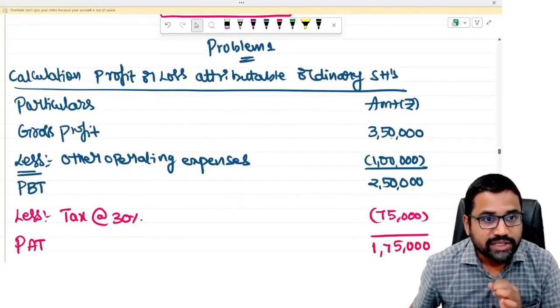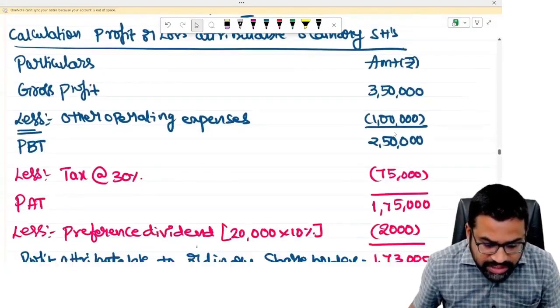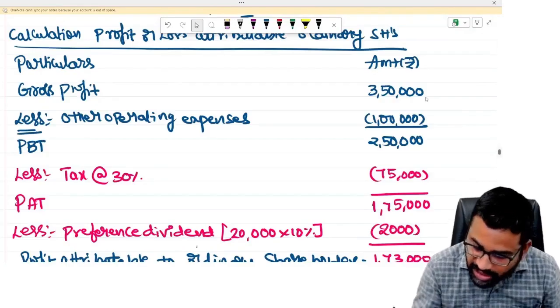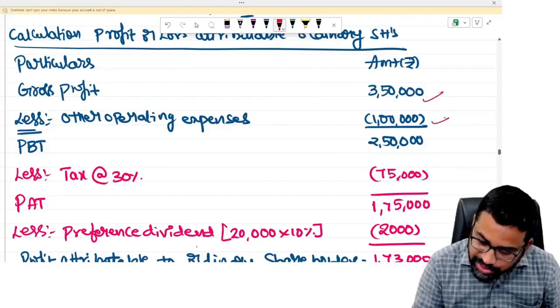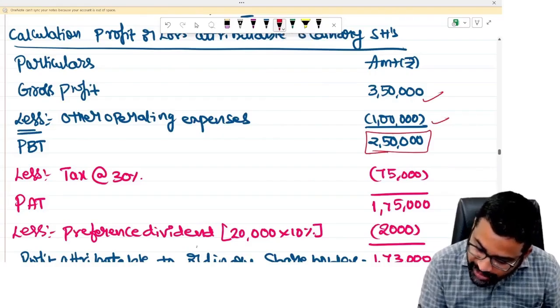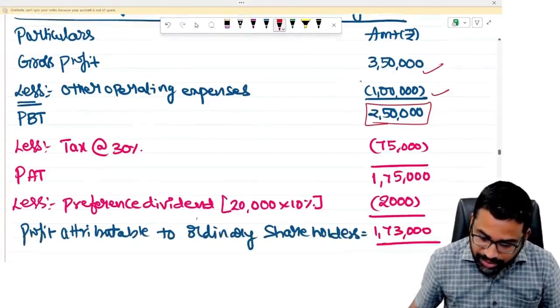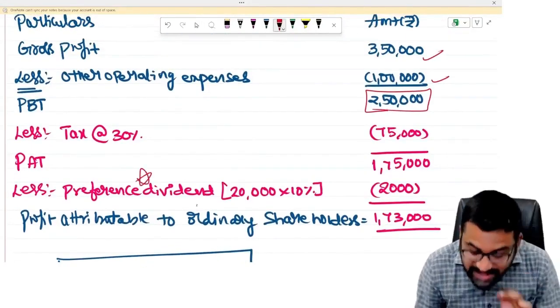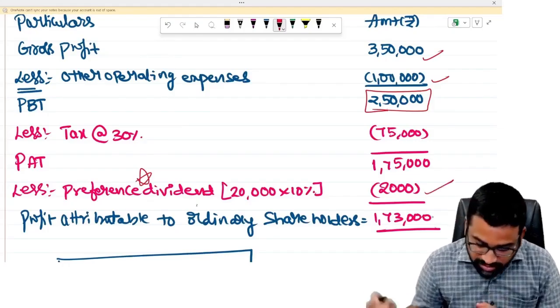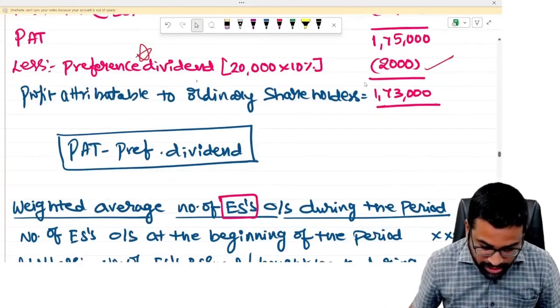Okay, now there is a problem also. Suppose for example in the question they have given the gross profit. Take gross profit, less any other operating expenses, then you will get profit before tax of 2,50,000. Now from that you reduce tax of 75,000. From that you need to reduce what? Preference dividend. Then you will get profit attributable to ordinary shareholders.